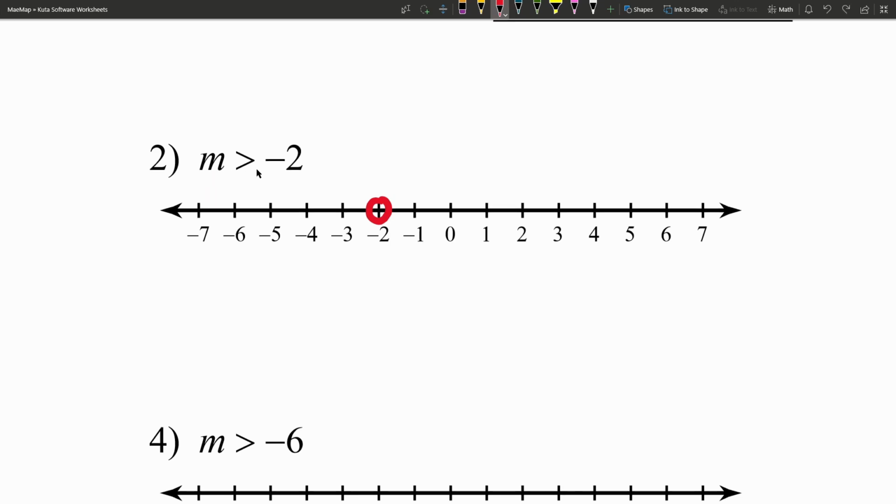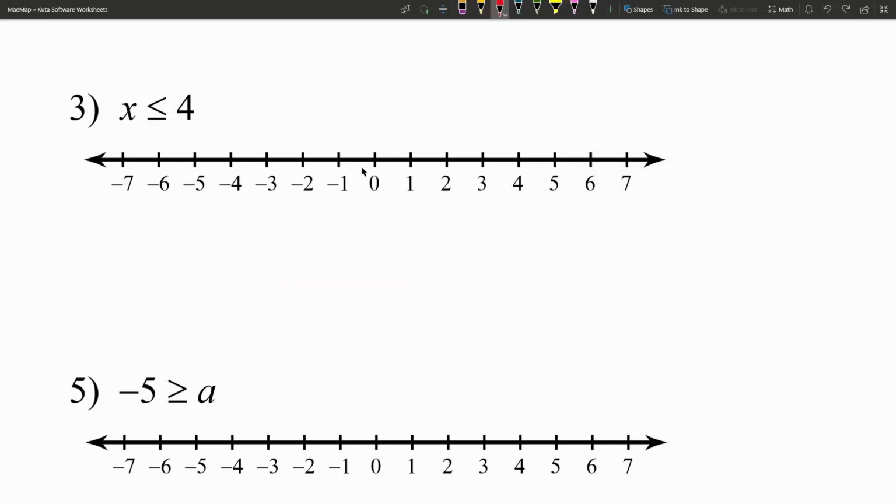Now we have that m is greater than -2. So what's a value that's bigger than -2? Well, -1 is, 3 is, 7 is, but nothing on this left-hand side. So we're going to be shading to the right. m could be any of those values that I just shaded in, but can m be -2? No, it cannot, because the equal to is not part of our inequality. Therefore, we're going to leave this circle as open. And there we go.